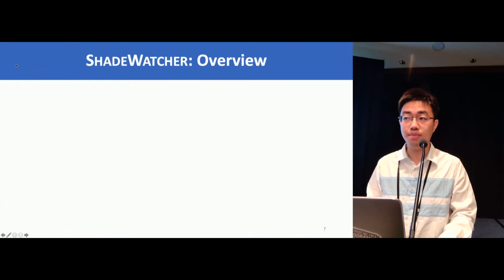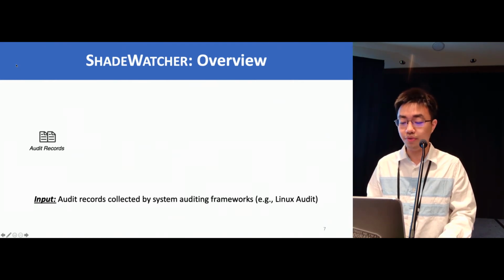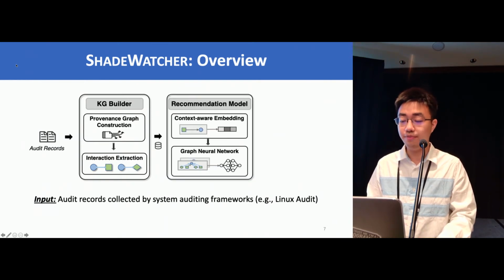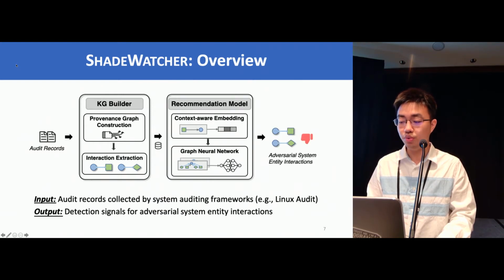To perform recommendations on audit records, we propose ShadeWatcher. It takes the system records as input, and then generates a knowledge graph. And based on this knowledge graph, ShadeWatcher will train a recommendation model to recommend the adversarial system entity interactions to security analysts.